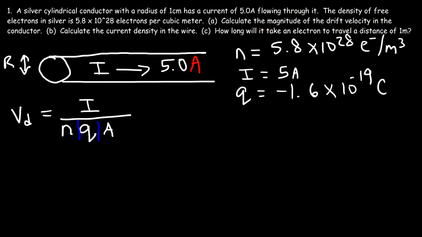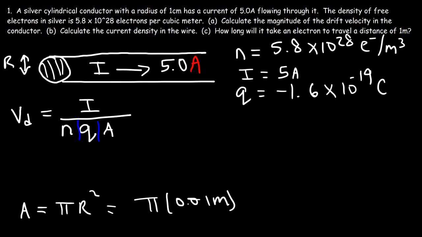Now the last thing we need is to calculate the cross-sectional area of the cylindrical conductor. And because the cross-section is a circle, the area is going to be pi r squared. Now the radius is 1 centimeter, so we need to divide that by 100 to get that in meters. So that's 0.01 meters. And so the area is about 3.142 times 10 to the negative 4 square meters.